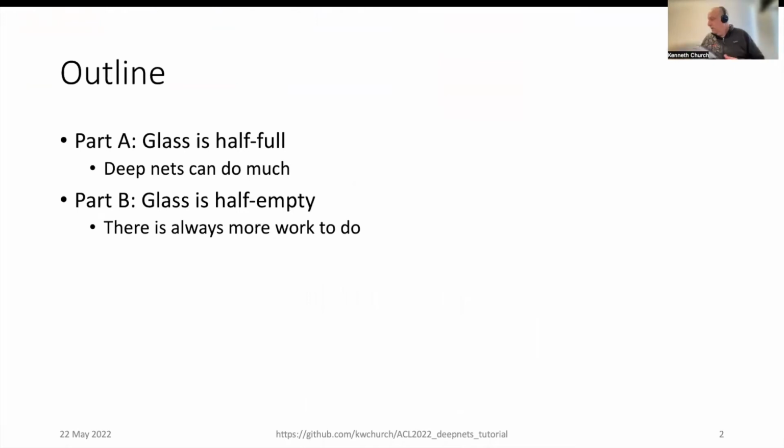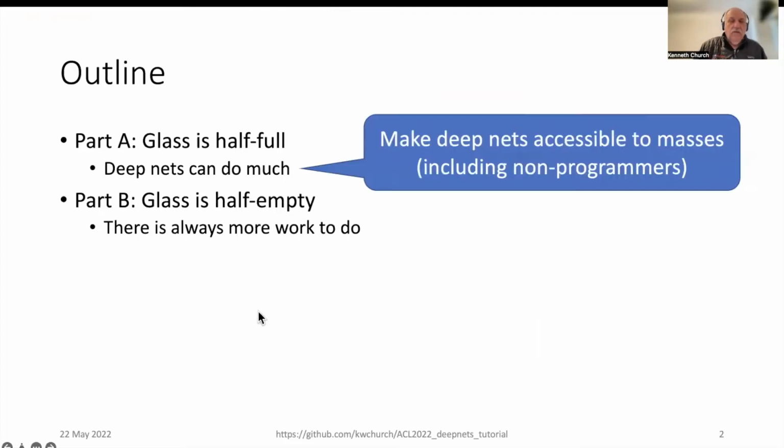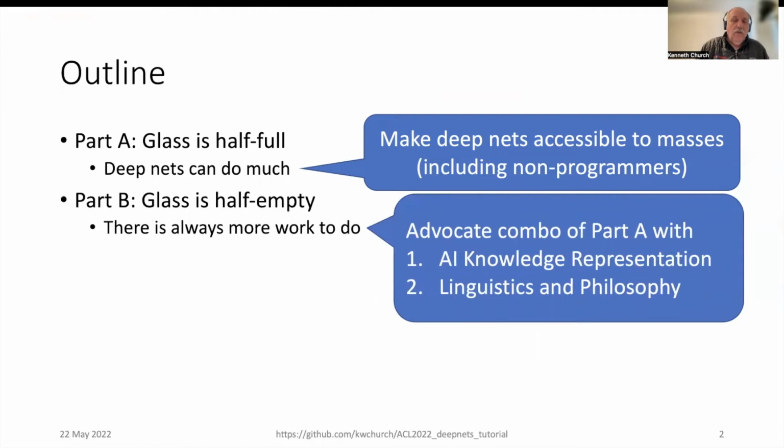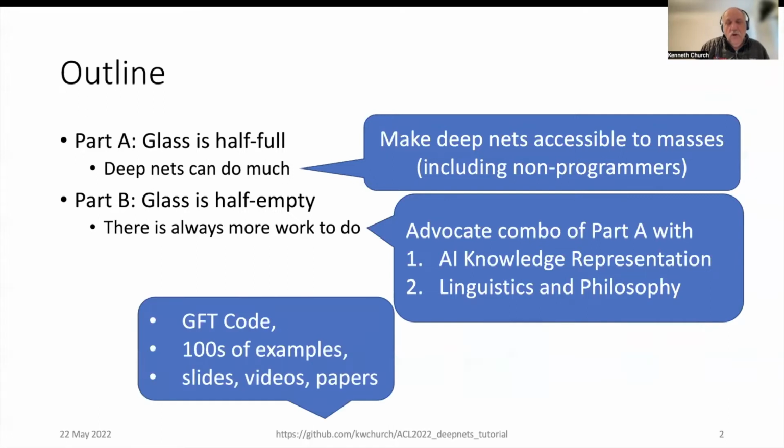So the outline is that we have part A, the glass is half full, and part B, the glass is half empty. Now, for part A, the point is to make deep nets accessible to the masses. And for part B, we want to advocate a combo of part A with stuff that's decades old in AI and centuries old in linguistics. And then I do want to call out the link at the bottom of every page, which has pointers to code and examples and more.